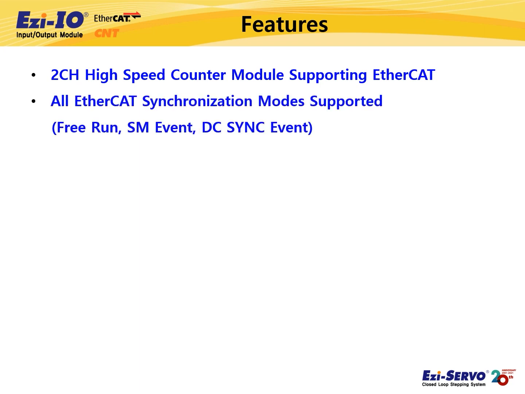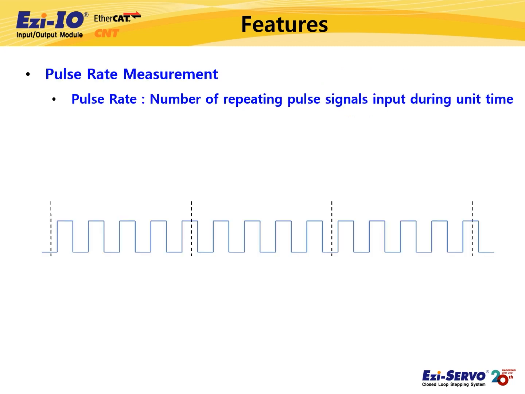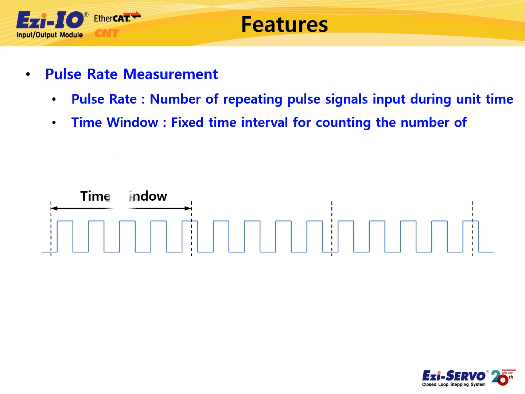Fourth function is pulse rate measurement. Pulse rate is the number of repeating pulse signals input during unit time. The number of pulse signals is counted based on the signal's rising edge. The unit time to measure the pulse rate is called time window, and it can be set maximum 65,535 milliseconds. For example, when you look at the screen, there are 5 rising edges in the first time window.